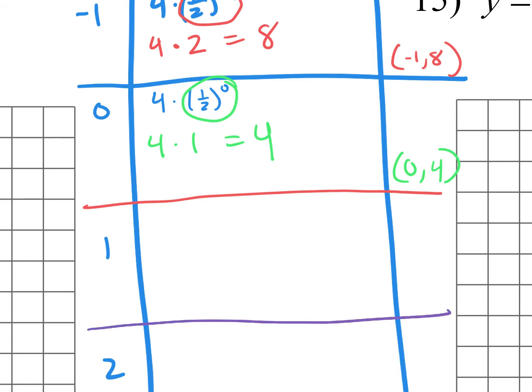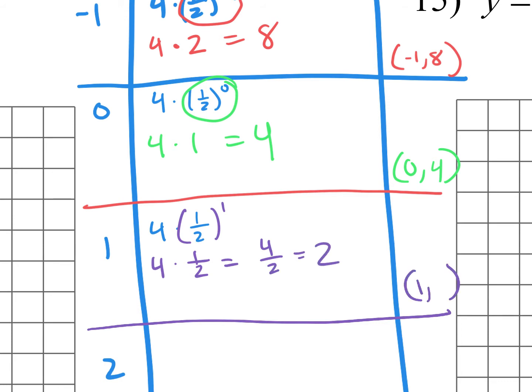Then I have 4 times 1/2 to the power of 1. What's 1/2 to the power of 1? 1/2. So this is just 4 times 1/2. And what's 4 times 1/2? 2. So what would my point be? 1, 2.